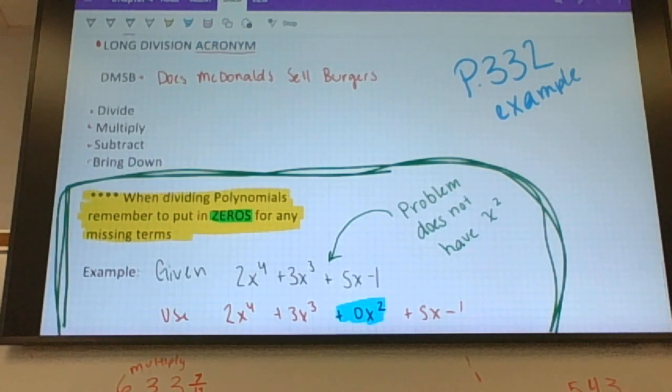So when you look at your exponents, they have to descend: 5, 4, 3, 2, 1, 4, 3, 2, 1. You can't skip any exponents, because when you line it up, it won't line up right.